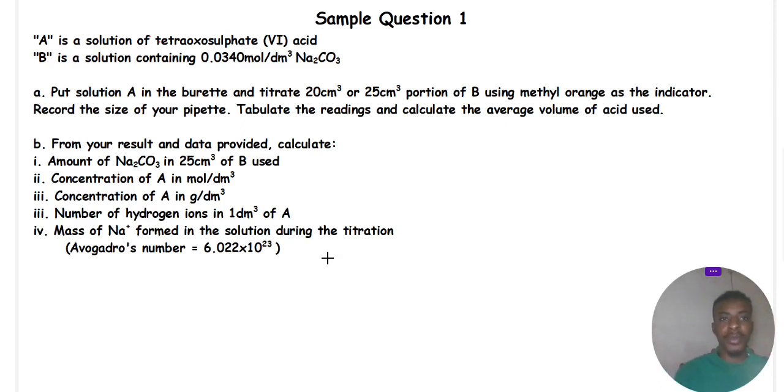And here are some sample questions you may likely see in your exam. So today I'll be solving some of those sample questions you may likely see. So we'll start with the first one.